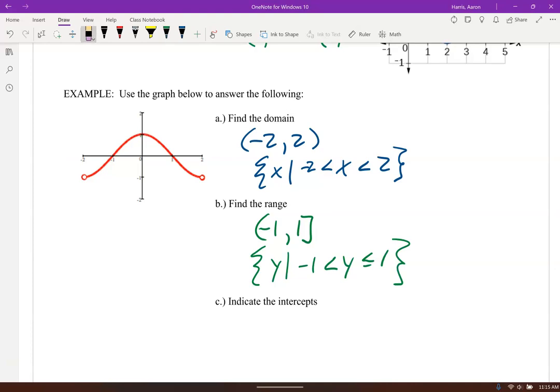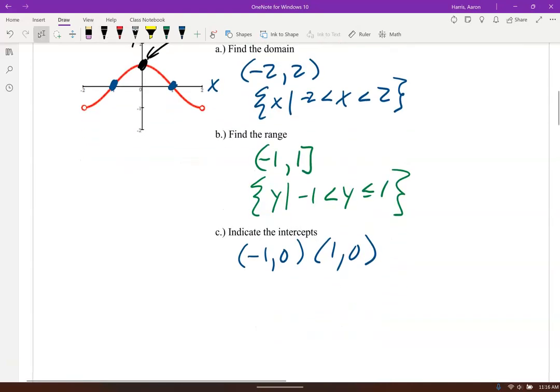All right, how about intercepts? Well, let's do our x-intercepts first. Here's our first x-intercept. There's our next x-intercept. -1, 0 and 1, 0. Now let's do our y-intercept right there at 0, 1 as the y-intercept. Right, these are our x-intercepts up here.